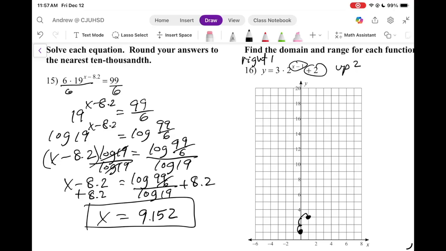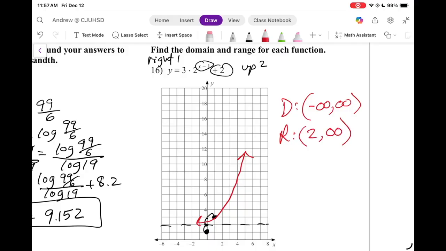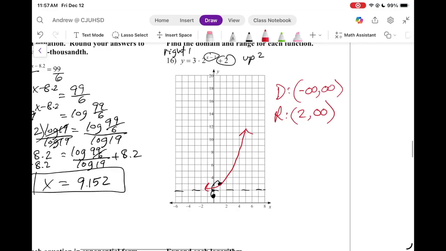So I'm going through my shifts of the reference point, and that's going to help me see where the asymptote comes in, because it also gets shifted. And then here's where approximately the graph would go through. So again, domain is going to be everything. For all exponentials, the domain is everything. And the range is going to start just above the asymptote. So the asymptote is now sitting at 2. Sitting at 2. So anything above 2.